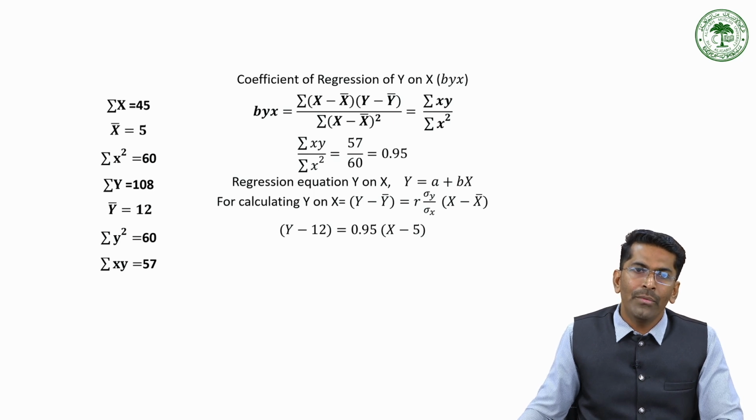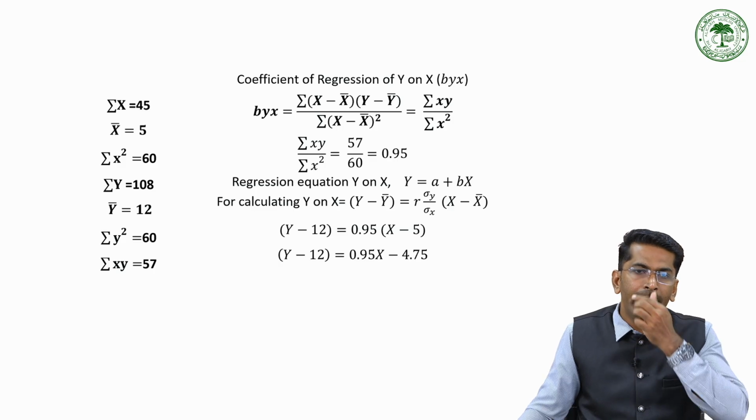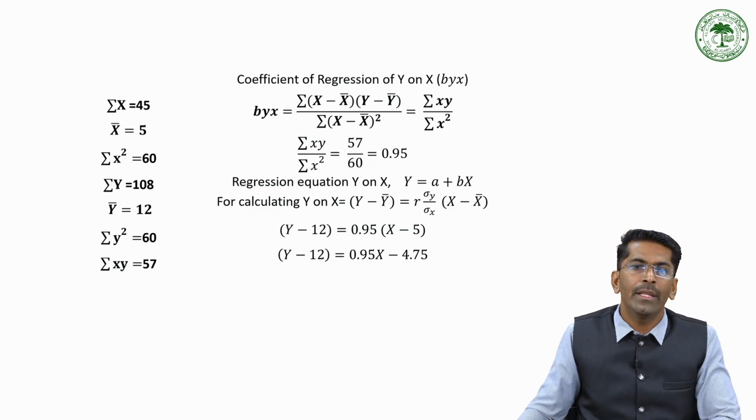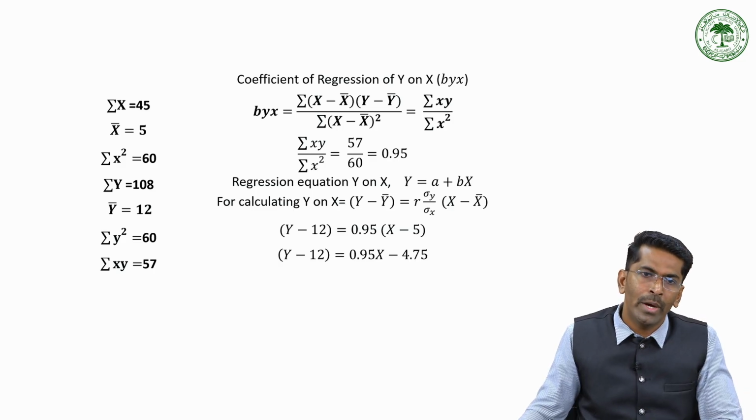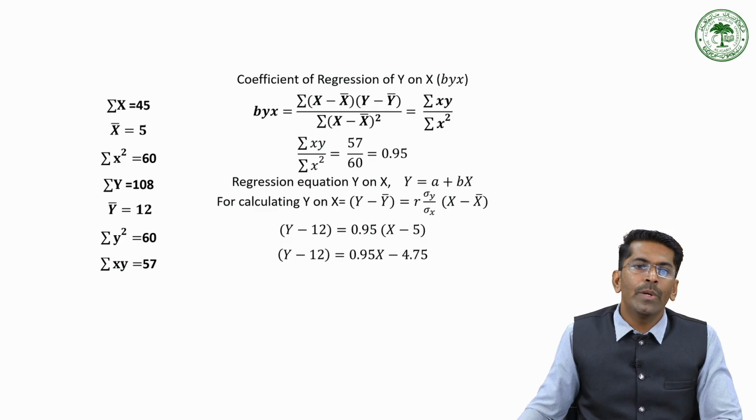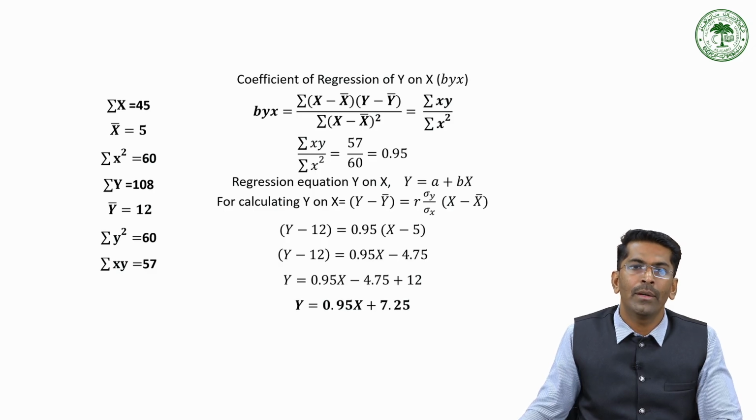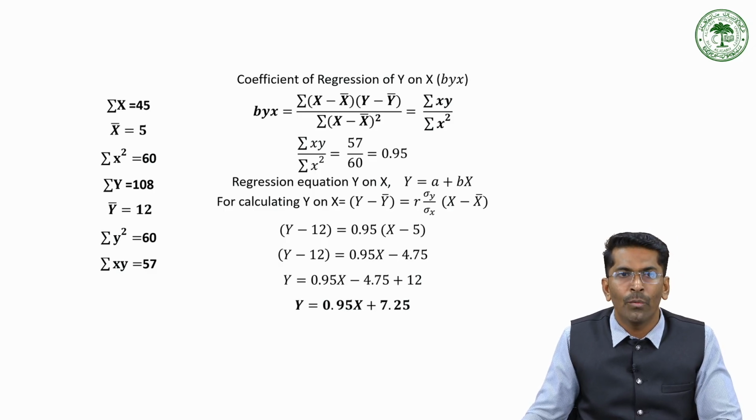Then you can simplify it by opening this particular bracket, so it will become 0.95x minus, if you multiply these two terms, it will become minus 4.75. Then I am going to add 12 to both sides of the equation, so y is equal to 0.95x minus 4.75 plus 12, which will become y is equal to 0.95x plus 7.25. So this is the regression equation y on x.